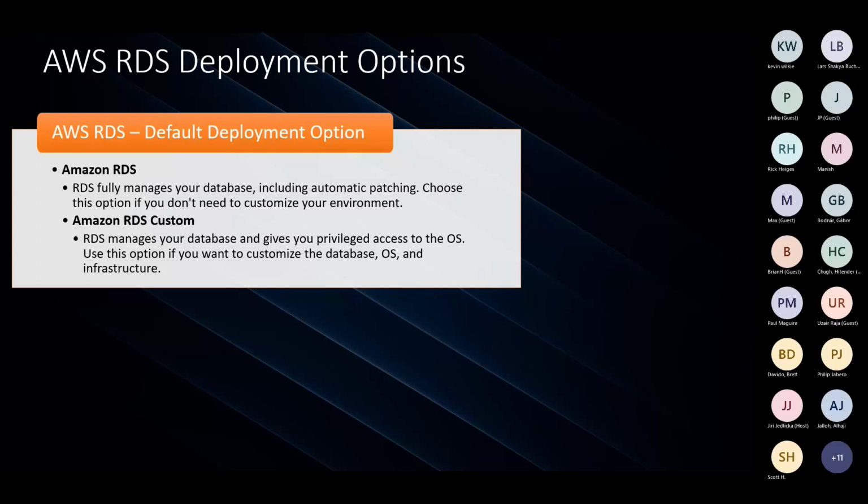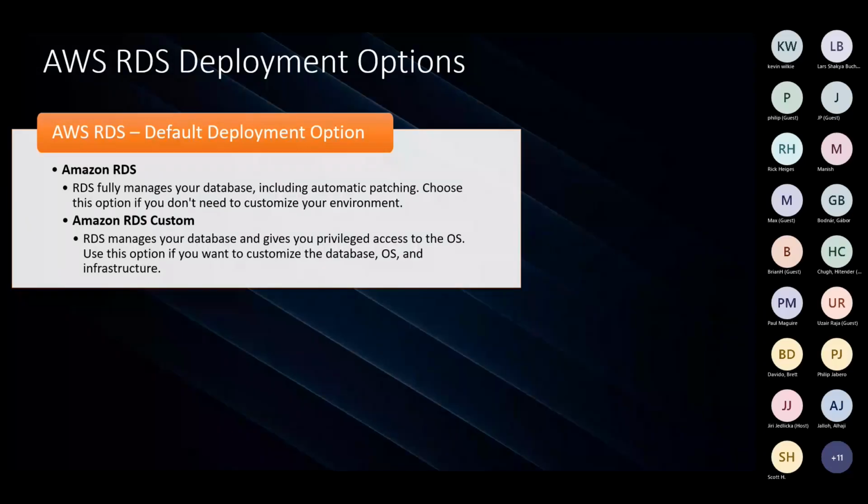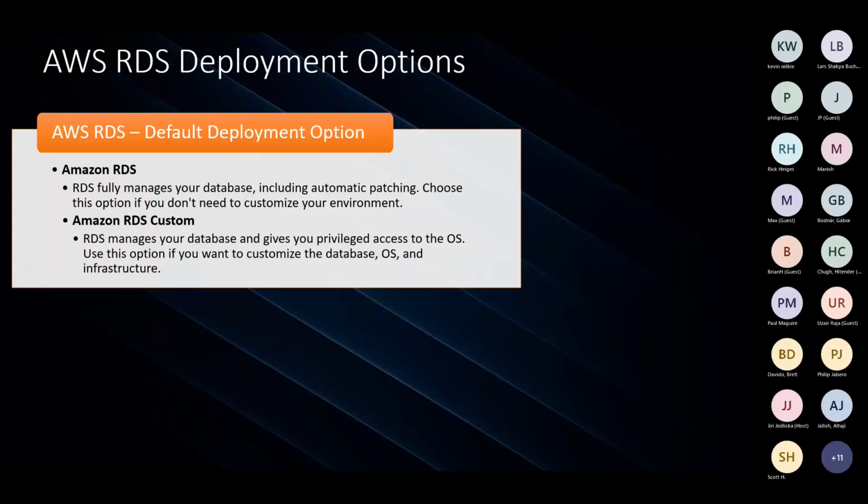But if your application depends on it, if you need access to the OS, yes, you can go with RDS Custom, because, like SharePoint, when you're installing and configuring SharePoint, you will need to run a ton of scripts at the OS level to configure it. So if you need access to the OS, you have to think of RDS Custom.